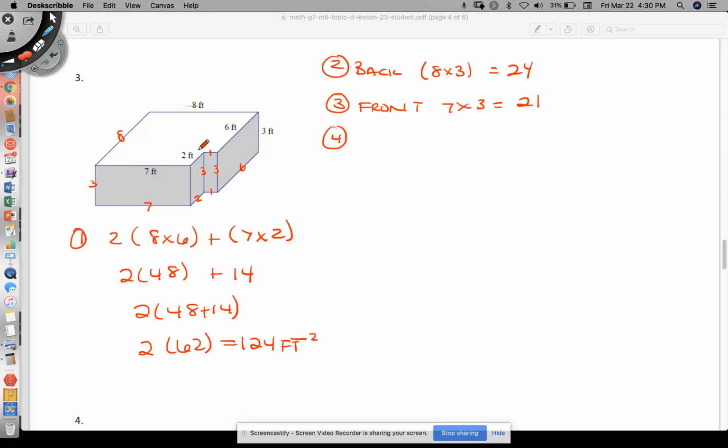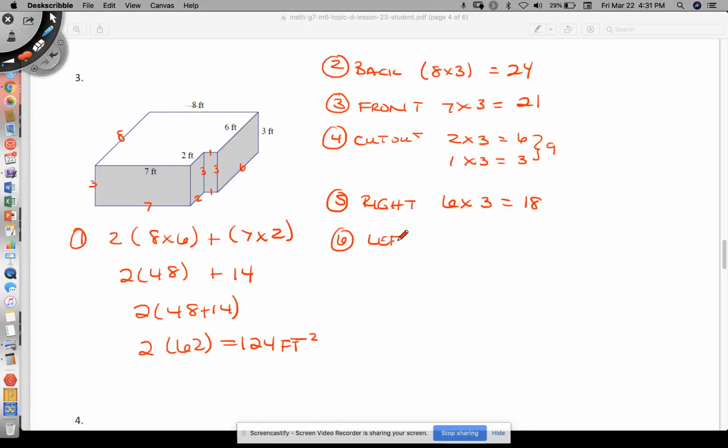Let's do this little cutout right here. So I'm going to call it cutout. The cutout actually has 2. It has a 2 by 3, and then it has a 1 by 3. So this is a 6, and this is a 3. So if we add these together, I get 9. And then let's look at the right side. The right side is a 6 by 3, and that gives me 18. So right here. And then let's look at the left side. The left side is an 8 by 3, and that gives me 24.